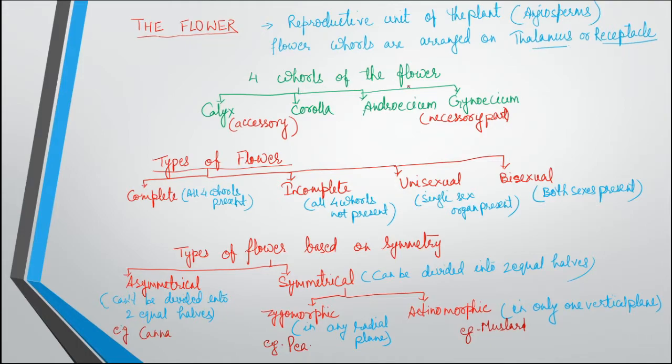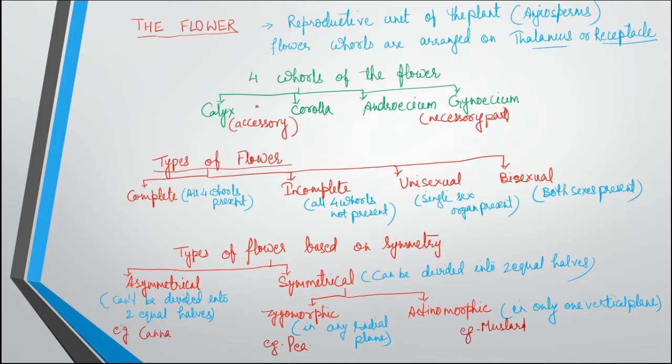There are 4 whorls of the flower. The outermost whorl is the calyx, and the next one is the corolla. These 2 whorls are the accessory parts of the flower, and after the corolla, inside, the androecium or male reproductive structure is present. Then the gynoecium, the innermost structure, is the female reproductive part, and these 2 are the necessary parts of the flower. That means they give rise to the male and female gamete, and they will undergo the process of fertilization to form the fruit, and further development will take place. So there are 4 whorls of flower.